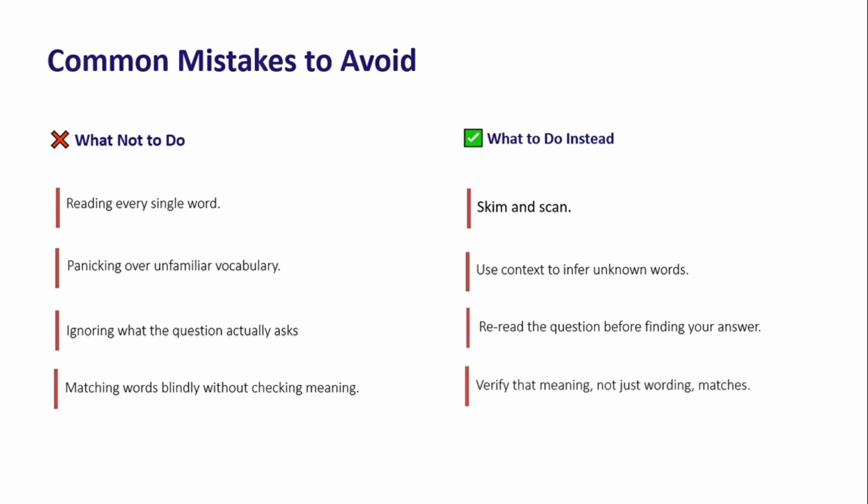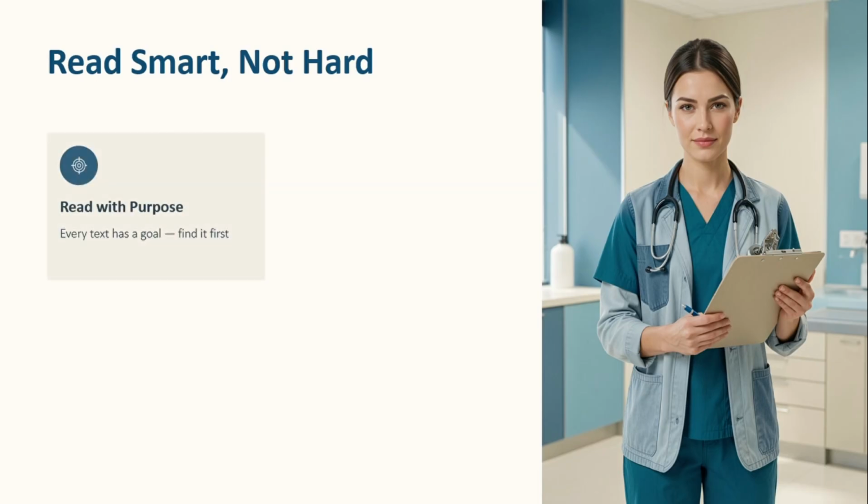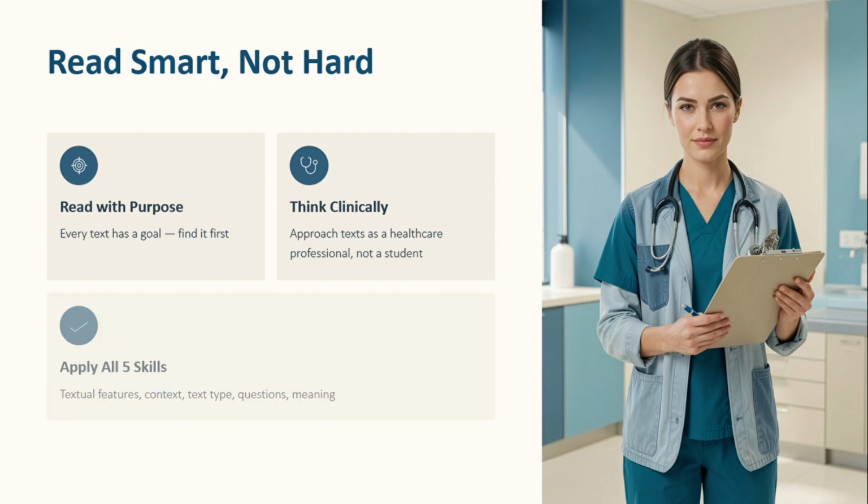Finally, to conclude, successful OET reading is about reading smart, not hard. Read with purpose, focus on what matters, and think like a healthcare professional when approaching each text. By applying all 5 skills consistently, you will improve both your speed and accuracy, helping you succeed in the exam and in real clinical practice.